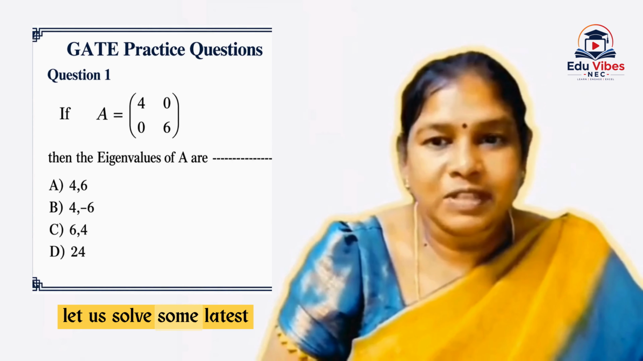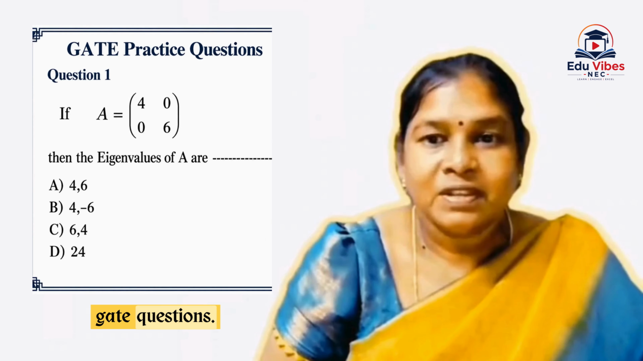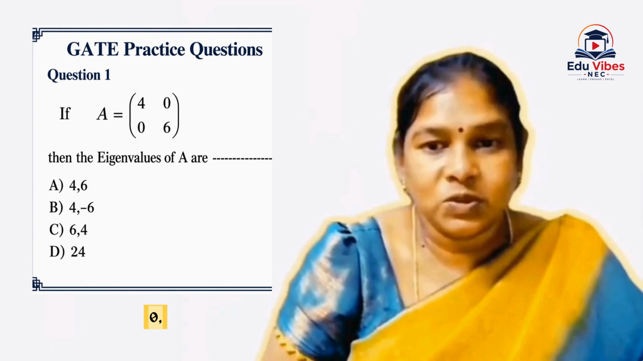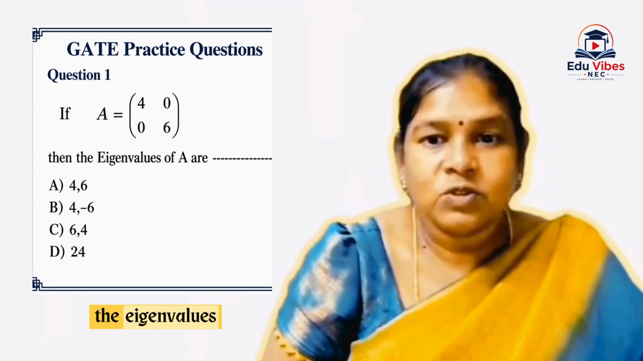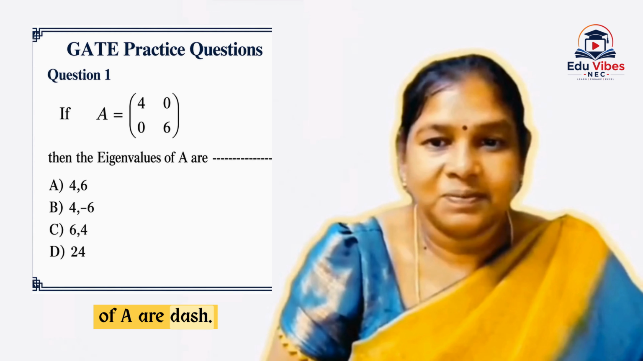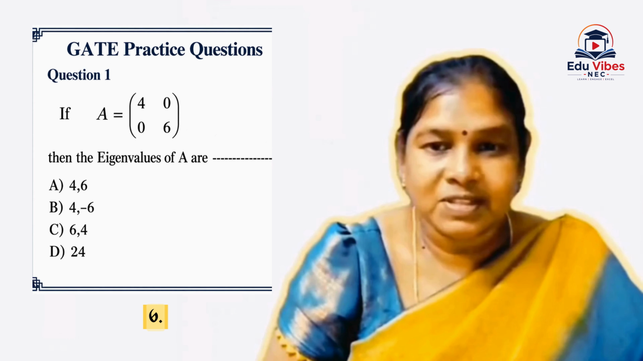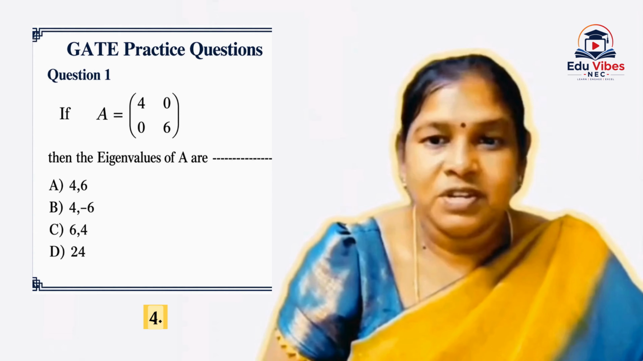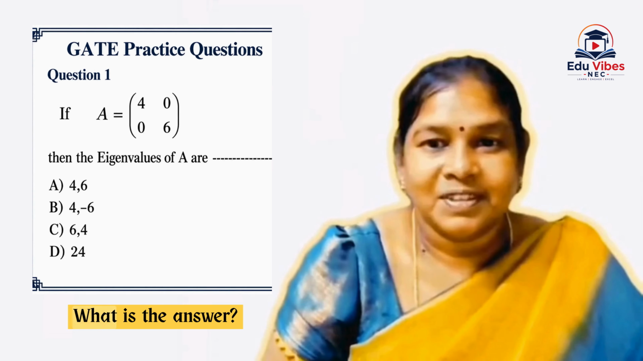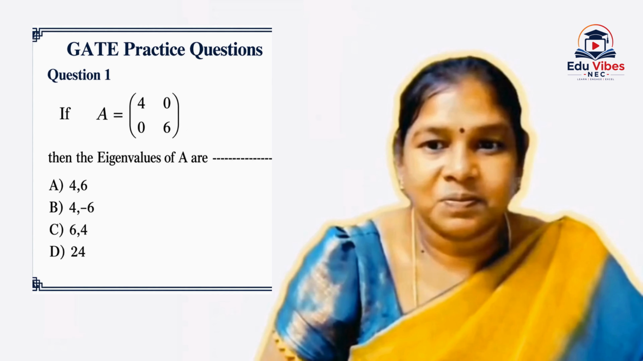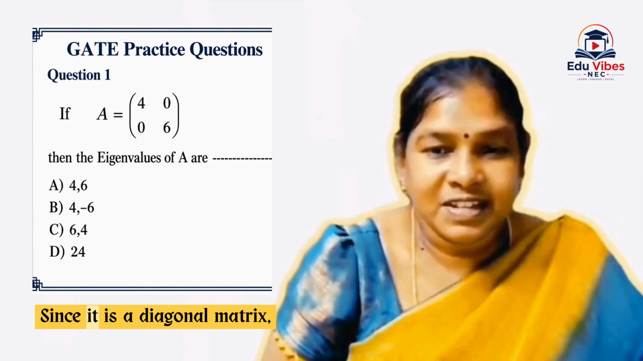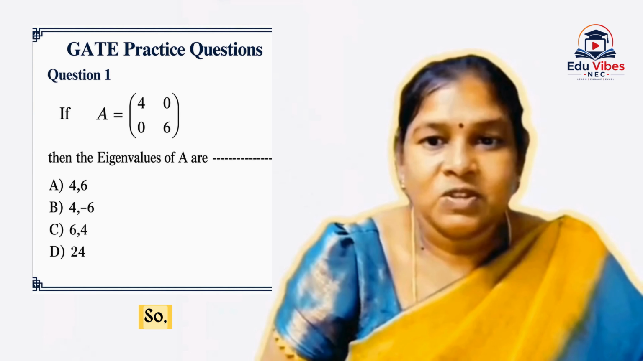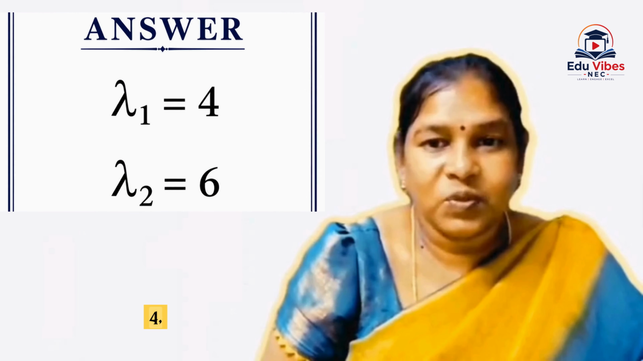Now, let us solve some latest GATE questions. The matrix A is given by A equals [4, 0; 0, 6]. Then, the eigenvalues of A are dash. Option A, 4, 6. B, 4, minus 6. C, 6, 4. D, 24. What is the answer? Since it is a diagonal matrix, the eigenvalues are the diagonal entries. So, answer is option A, 4, 6.